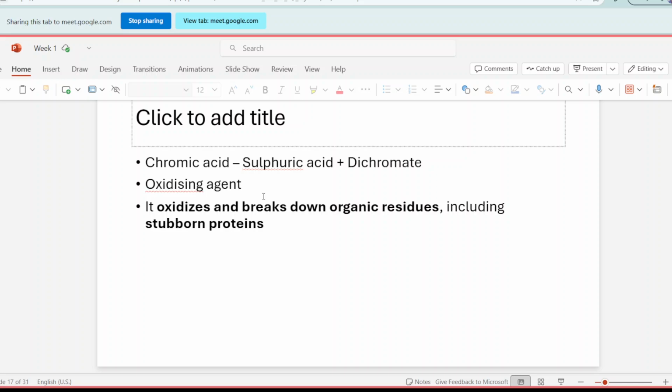Stubborn proteins, in this context, are those that have these hydrophobic patches, meaning they have multiple residues that are hydrophobic in nature, and this is the reason they stick onto glass. I hope that was clear.